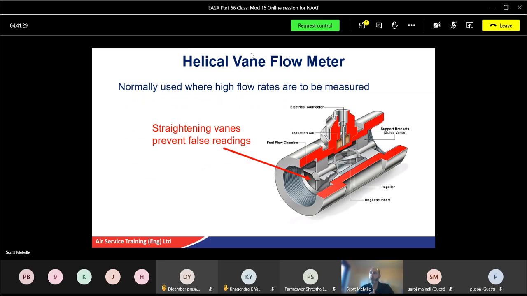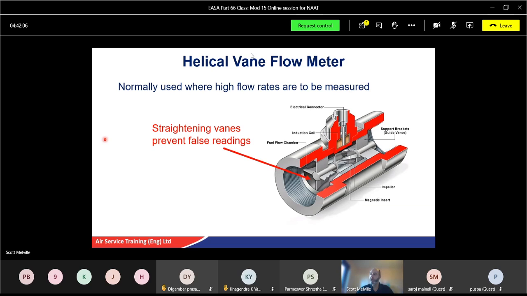So let's look at one of the first ones. We've got a helical vane flow meter, normally used to measure high flow rates. What you've got at the front is a tube with an impeller. So as the fuel goes through, it will spin the impeller. The straightening vanes here, just like IGVs on your compressor, help guide the fuel flow onto the propeller and actually prevent it from giving false readings by straightening the fuel flow out. Okay. So, high flow rates.